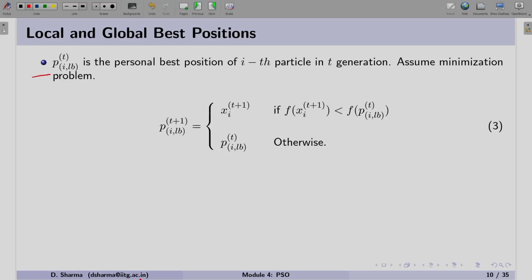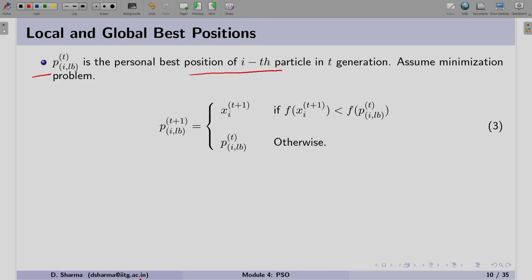Now, looking at the local best, which is called personal best. Sometimes it is called personal best position or local best position, and in some literature it is also referred to as local leaders or personal leaders. In this case, the best position of the ith particle in the tth generation is calculated. Here we are assuming a minimization process.